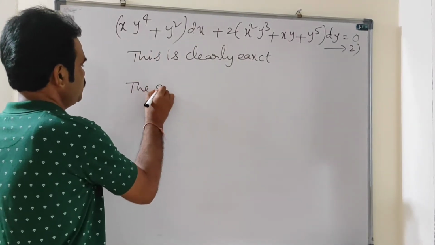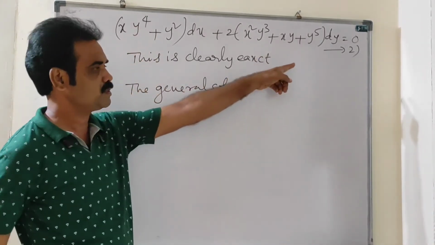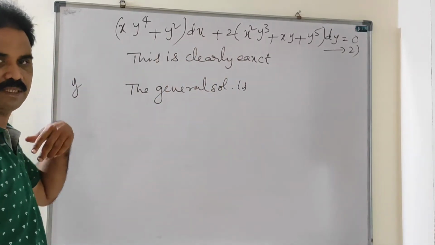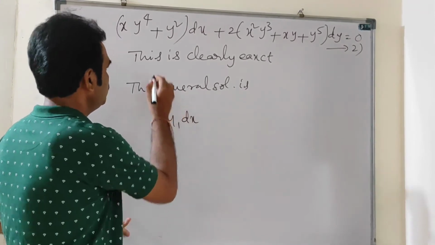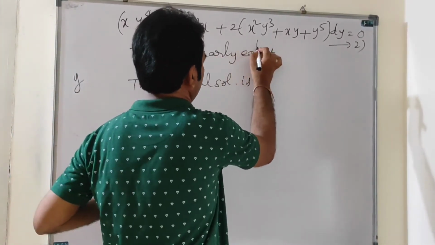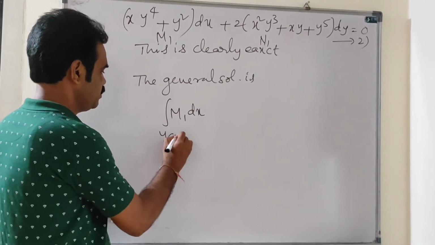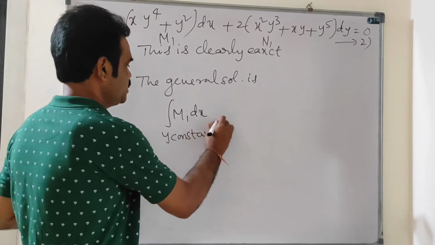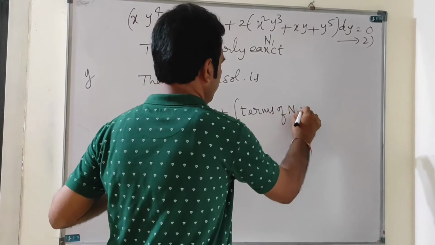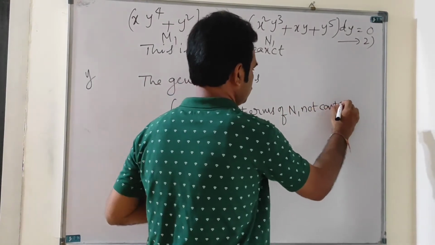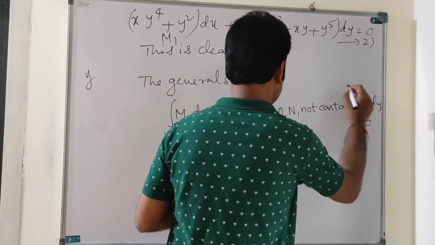Now, since this is exact, the general solution is the general solution of equation 2 and hence of equation 1, that is the given equation. Let it be M1 dx plus N1 dy. Comparing with M1 dx plus N1 dy, the solution is integral of M1 dx treating y constant, plus the integral of the terms of N1 which do not contain x, dy, is equal to c.